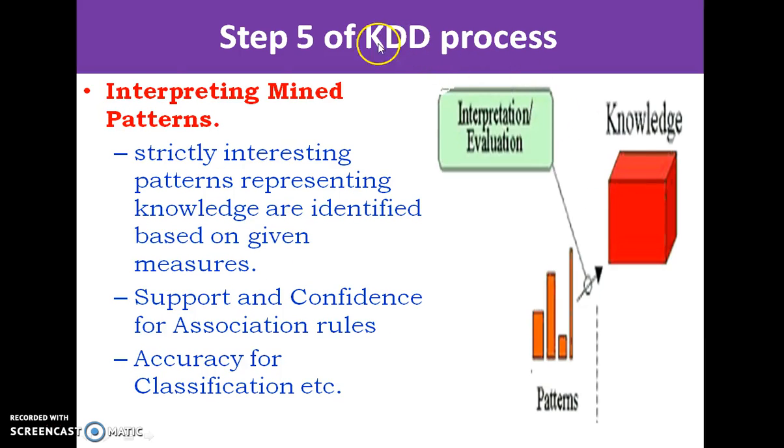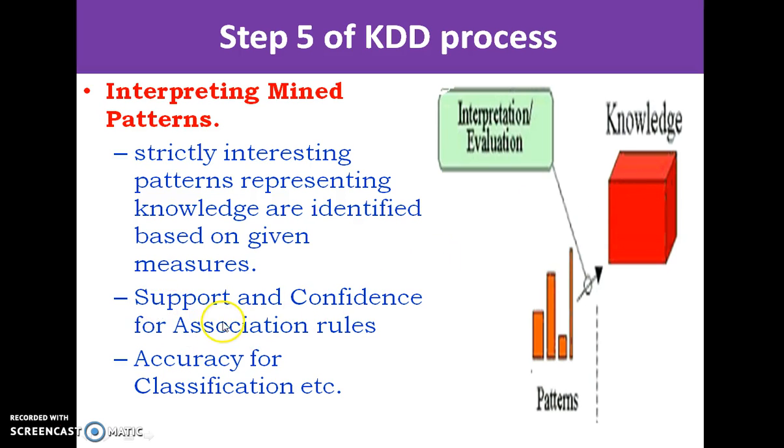The next step of the KDD process is interpreting the mined patterns. So you can observe in the previous step, that is in the data mining task, by applying a data mining functionality, the knowledge or the pattern will be retrieved from the transformed database. So here the identified patterns will be evaluated by considering some parameters. Strictly, interesting patterns represent the knowledge and are identified based on the given measures. That is, for every type of pattern that is identified, we need to apply some interestingness measures to decide whether that pattern will become knowledge or not.